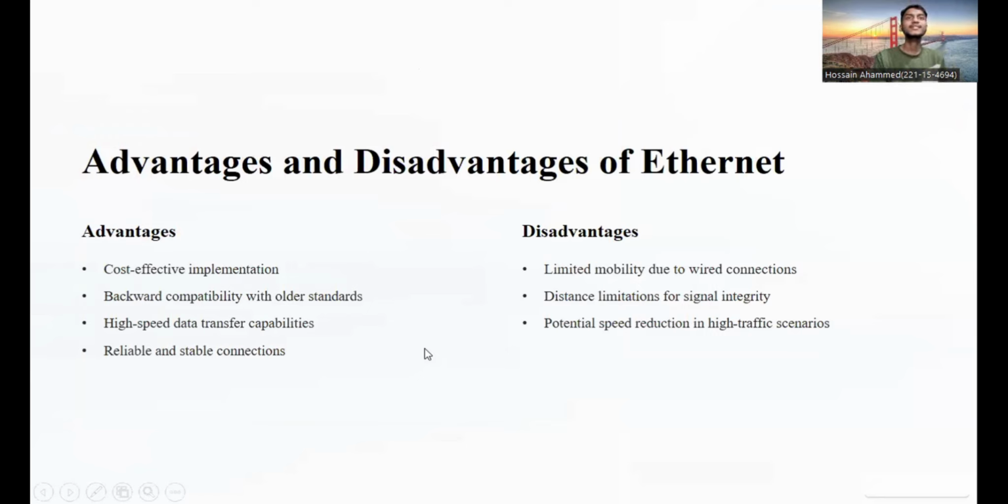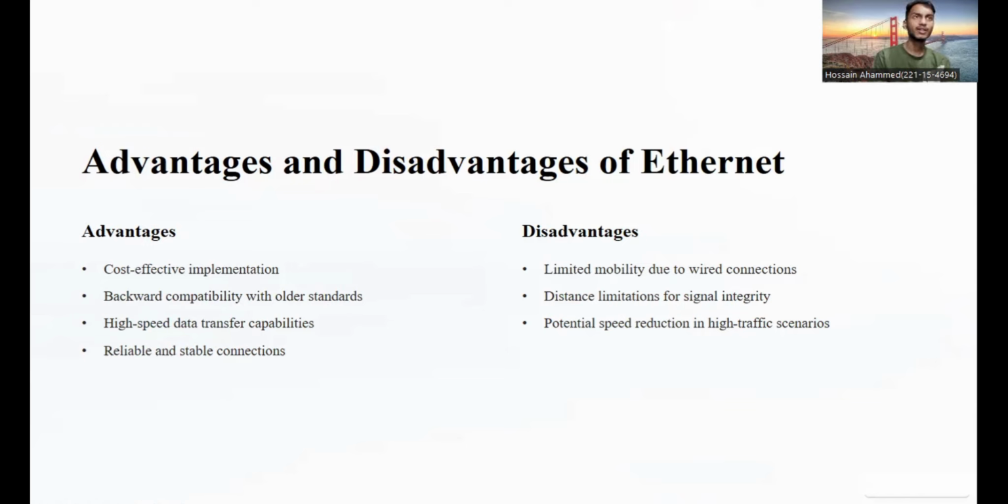Now we see the advantages and disadvantages of Ethernet. Ethernet has some advantages and also some disadvantages. It has cost-effective implementation, backward compatibility with other standards, and the capability to transfer high-speed data. It also has reliable and stable connections. But the disadvantage is its limited mobility due to wired connections.